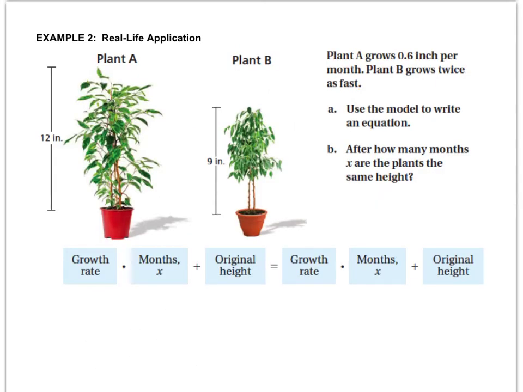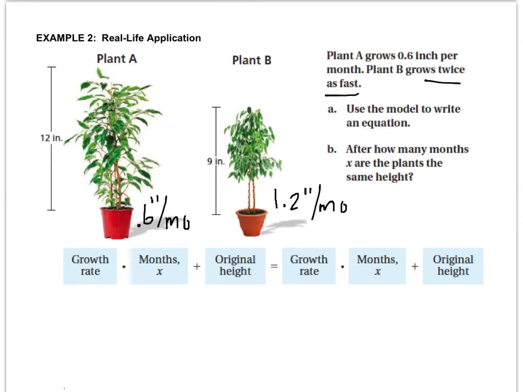Let's look at a separate example. So you have these two plants, and they're growing at different speeds, and it tells you that plant A grows at 0.6 inches per month. And this one grows double that, twice as fast, which would then be 0.12. No, that's not true. It's 1.2. That's what 0.6 doubled is. So it's growing at 1.2 inches per month.